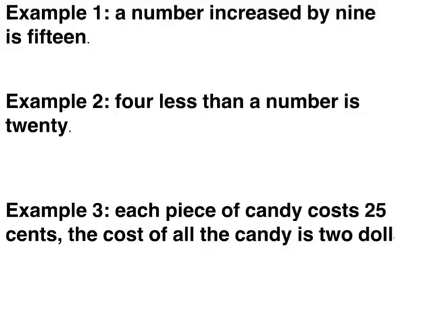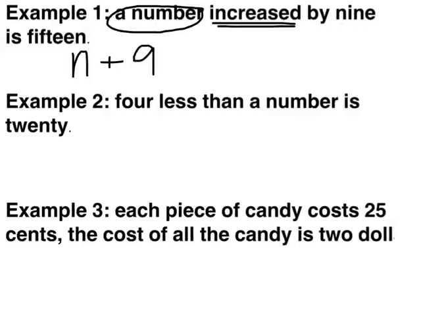So let's try some examples. Please make sure you write these down so you can follow back on them later. For example 1, a number increased by 9 is 15. The first thing we do is identify our variable. Our variable is a number, so we will let n be our variable for a number. Increased. The word increased means to add by 9 is where our total belongs, is 15.